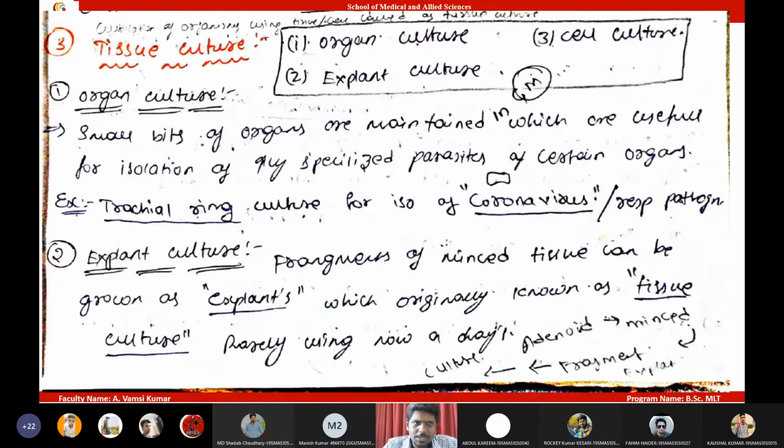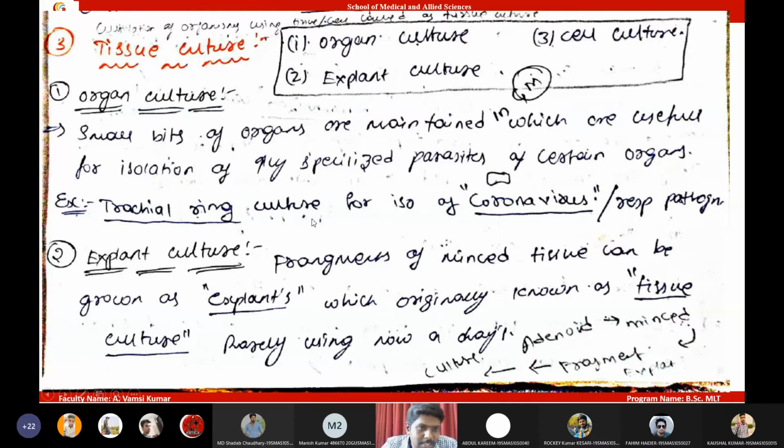So tissue cultures. Tissue cultures means here we have organ culture. First one is organ culture. Small bits of organs are maintained in a medium, which is useful for isolation of highly specialized parasites or viruses. For example, we will take tracheal rings. Tracheal rings are important for growing or isolation of coronaviruses.